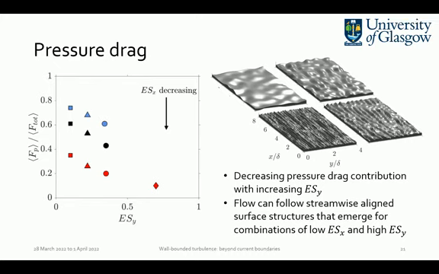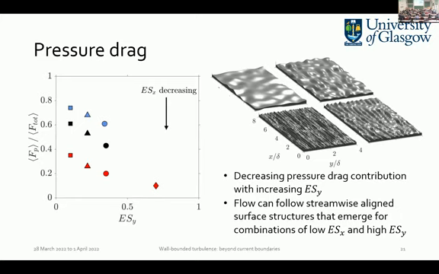To answer this, we can consider, for example, the pressure drag contribution to the total drag. So again, this is shown against ESY for our 3 different sets of ESX surfaces. And as we observed, the strongest effect again is for the surfaces with the lowest ESX, and we see here a decrease in the pressure drag contribution as we increase our spanwise effective slope. And if we look at the surfaces, these are showing the surfaces for that streamwise effective slope. So all these have the same streamwise effective slope, but increasing spanwise effective slope.